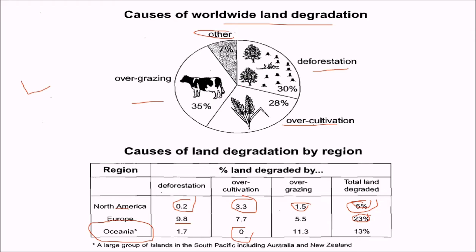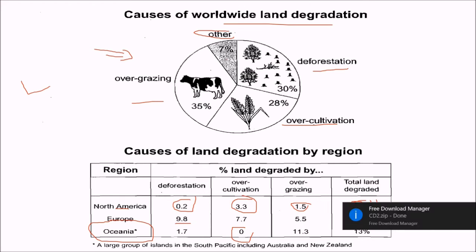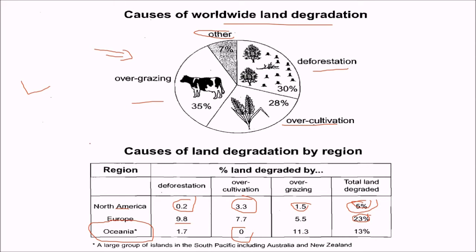So to write about this pie chart and table, you have to first introduce what you are trying to write. Then you have to discuss the content, that means the causes of worldwide land degradation. And after this, you have to talk about the causes of land degradation by region. In this, there are various numbers given, so follow which is the least, which is the greatest, and any other specific numbers you want to highlight. So let us try to answer this first.